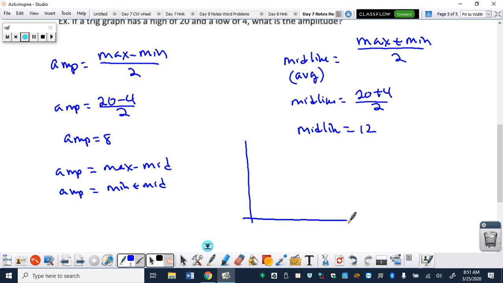So now that we have that, we actually can scale our y-axis fairly accurately. 4 is the minimum, 20 is the maximum, and at y equals 12, we would draw a dotted line for our midline, our vertical shift, and then we'd go from there. Notice again, the amplitude is the distance between the midline and the high and the low. So it's both 8. 8 is the distance between 12 and 20 and between 4 and 12.